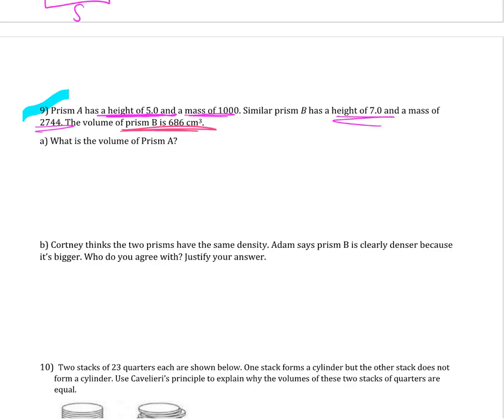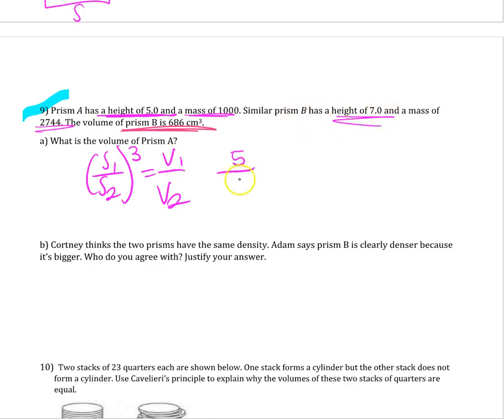Okay, volume of these similar figures can be calculated by using our side 1 over side 2 cubed equals V1 over V2 idea. They gave me the height of prism A to be 5, the height of prism B to be 7. So those are your corresponding side lengths. I don't know the volume of prism A, so I call that X. I do know the volume of prism B, though.